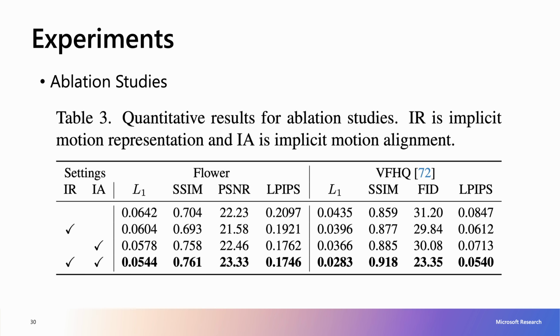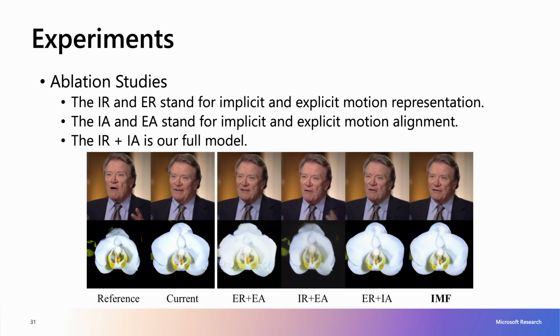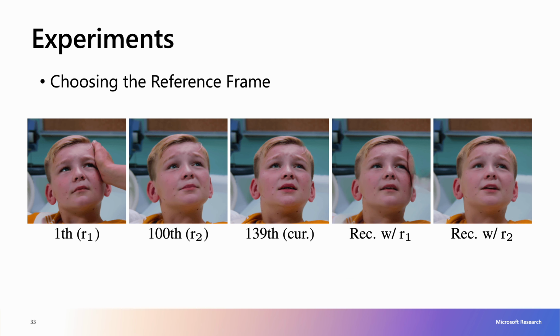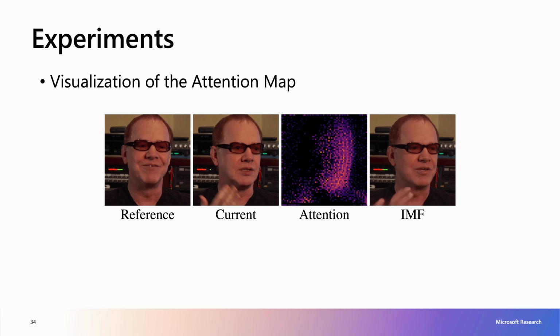The ablation results indicate that explicit representation performs poorly for hands and other complex motion. Reference frame selection greatly impacts reconstruction quality, with closer frames typically improving results. The attention visualization shows our IMF effectively discerns the correlation between two frames and identifies new elements.